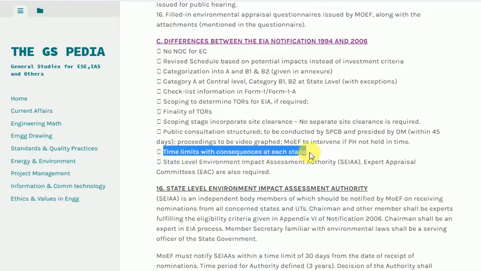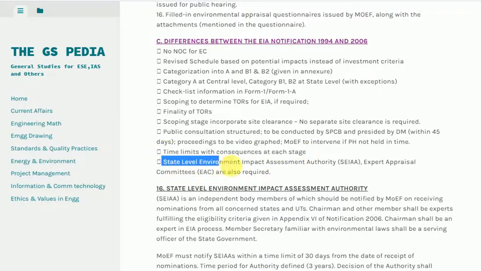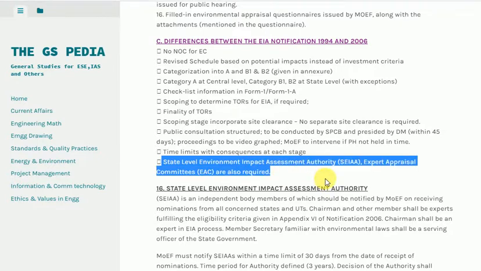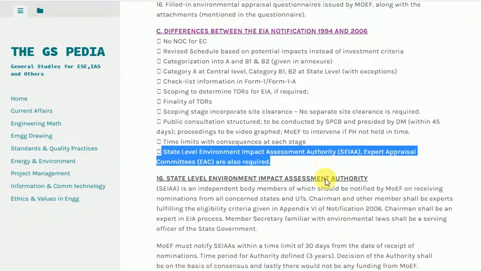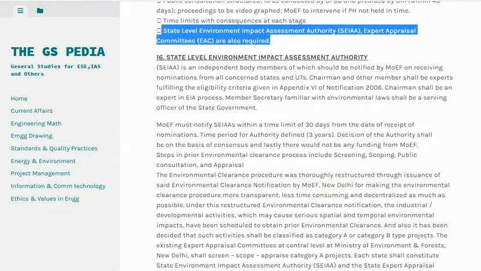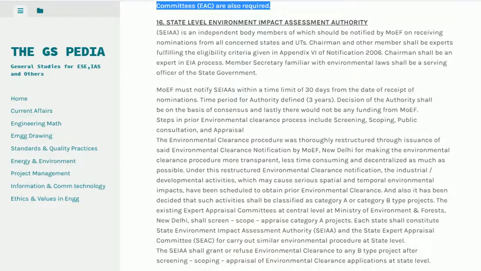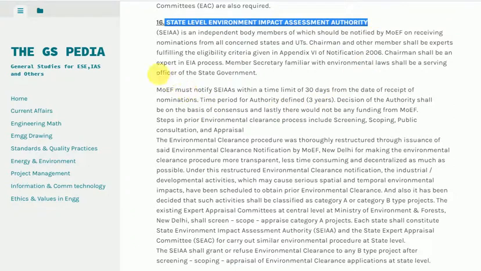16. State-level Environment Impact Assessment Authority. CR is an independent body, members of which should be notified by MEF on receiving nominations from all concerned states and UTs. Chairman and other members shall be experts fulfilling the eligibility criteria given in Appendix 6 of Notification 2006. Chairman shall be an expert in the process. Member Secretary familiar with environmental laws shall be a serving officer of the state government.